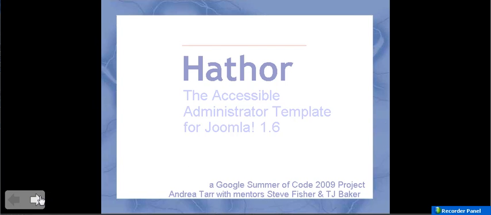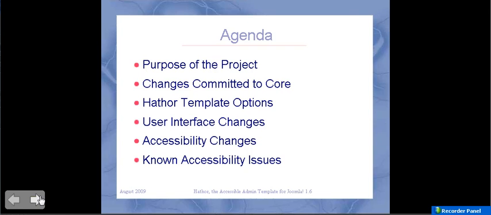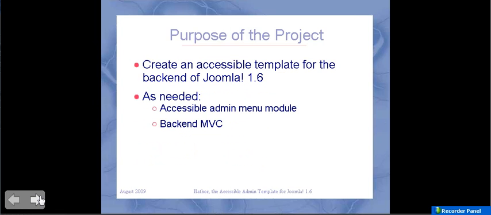And let's see. What I'm going to be going over briefly is the purpose of the project, the changes that have already been committed to core, the template options that I've got, some user interface changes that have occurred as part of this, the accessibility changes that I put in, and some known accessibility issues that are still occurring. The purpose of this project was to create an accessible template for the back end of Joomla 1.6.